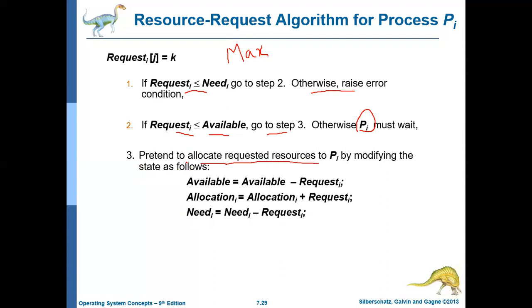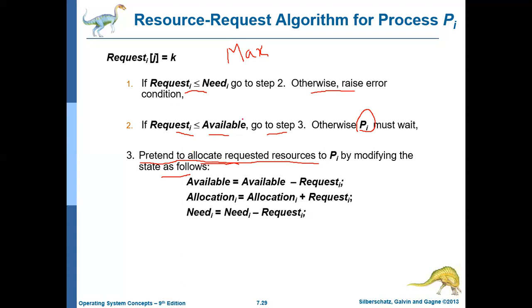What it says is that it asks the operating system to pretend to allocate the resources to Pi by modifying the following states. If these two conditions are satisfied, it means the operating system has sufficient resources to satisfy the request raised by this particular process. But it is not going to allocate directly. Before allocating, it is going to make some calculations. It is going to act as if it is allocated, and then see what will happen if it is allocated.